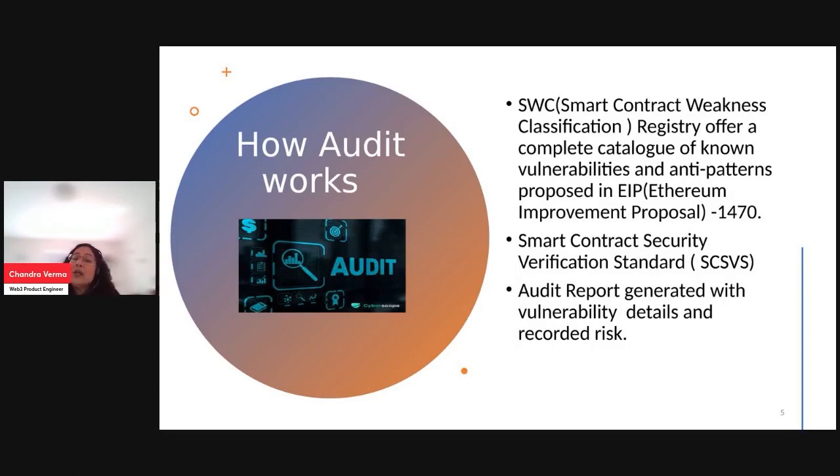Then another one is called Smart Contract Security Verification Standard, also called SCSVS. It provides guidelines for developers, architects, and analysts to follow from the very beginning, or at each step of the development cycle, to secure and protect your code against all the vulnerabilities and threats.